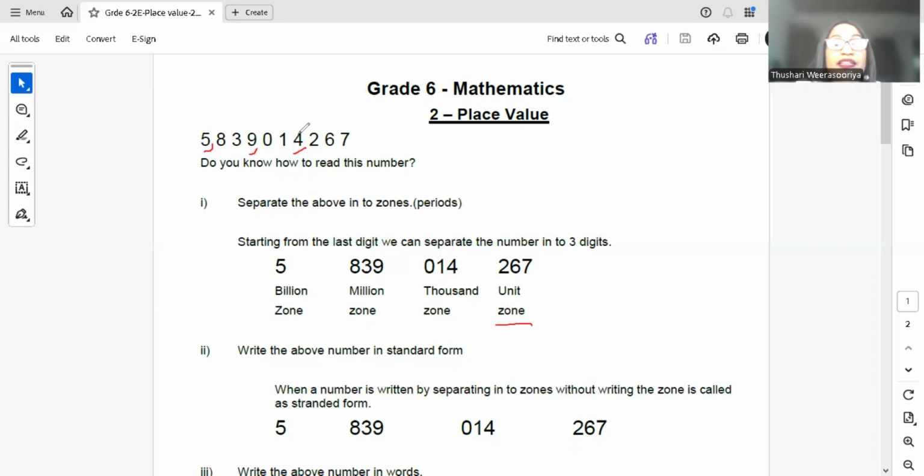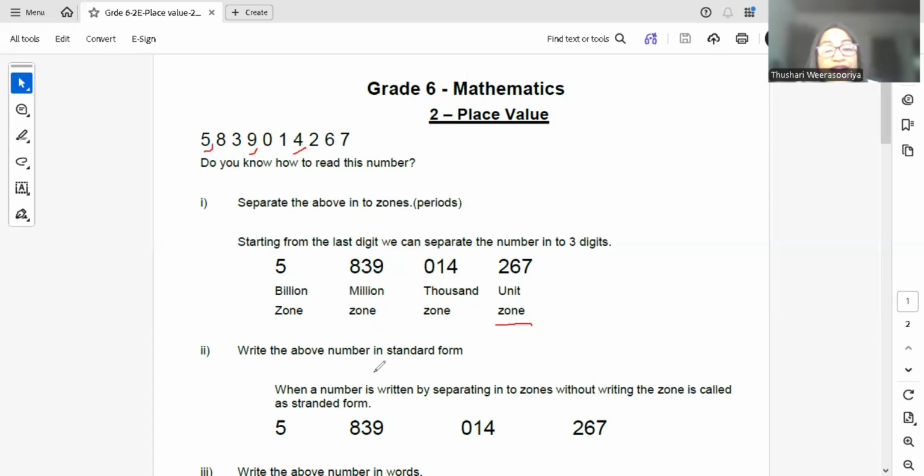The second 3 digits are called the thousand zone. The third set is called the million zone, and then the billion zone. Now these are the zones. First you can separate into zones.